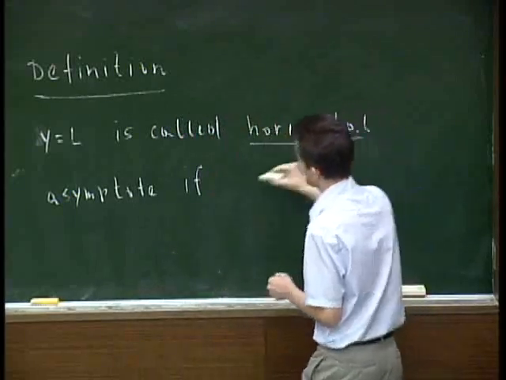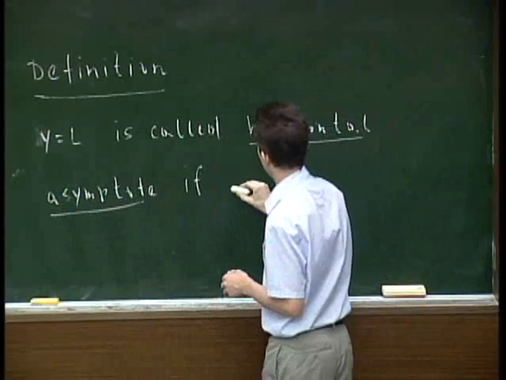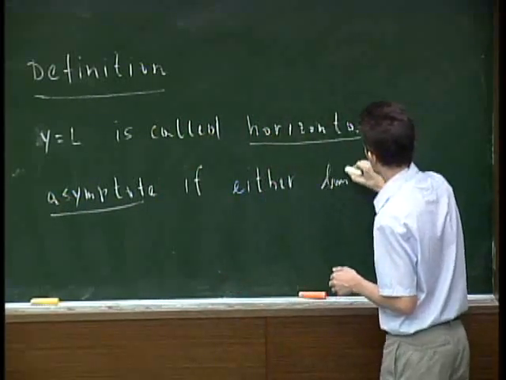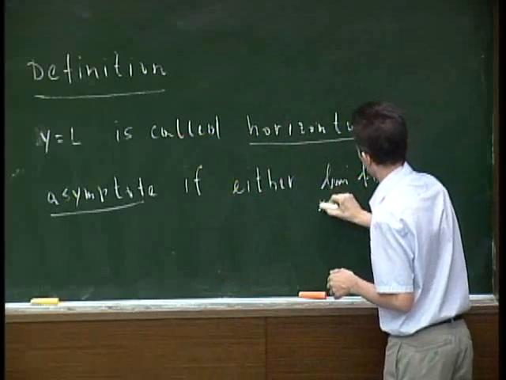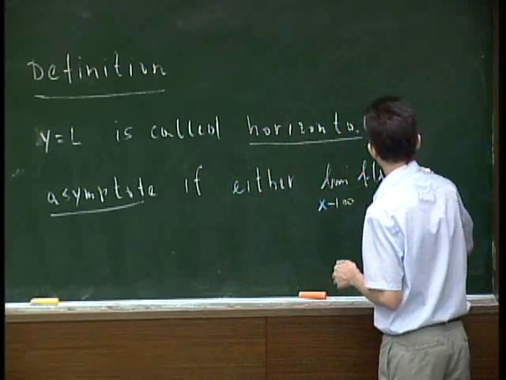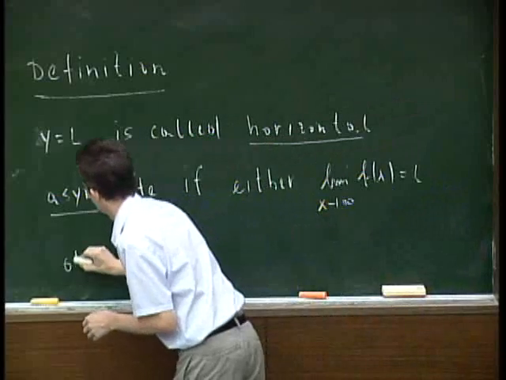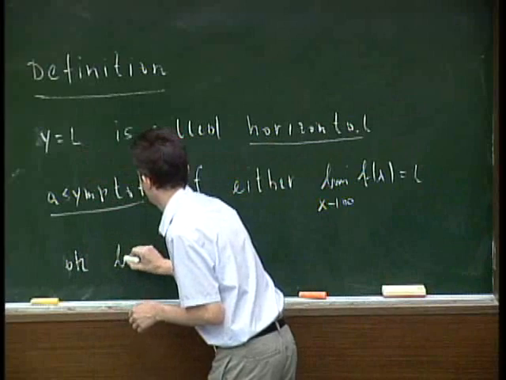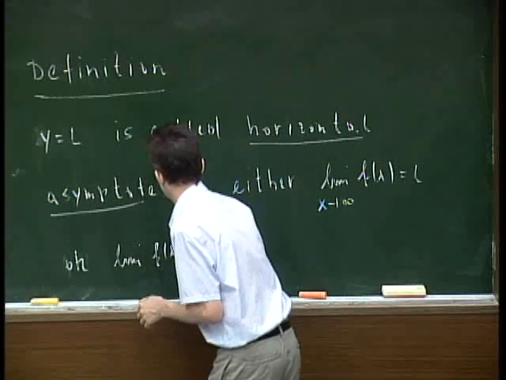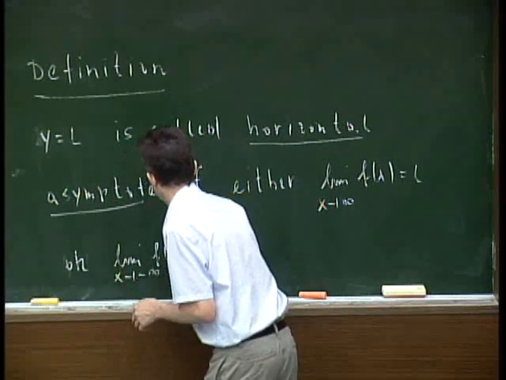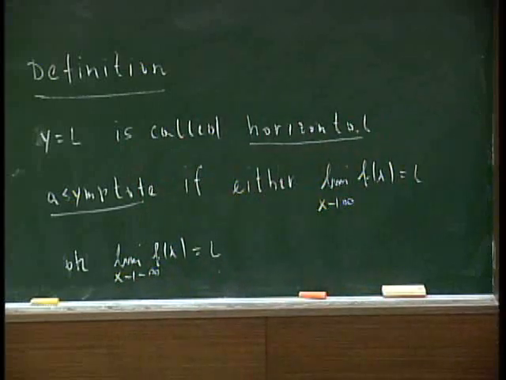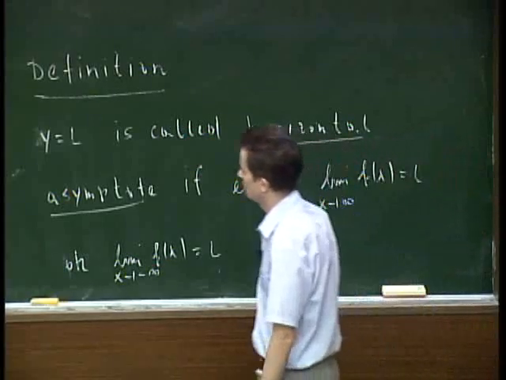So, this is terminology. If either the limit of f of x as x tends to infinity is equal to L, or the limit of f of x as x tends to minus infinity is equal to L. Okay, and they normally tell you quite a lot about the shape of a function. They are actually quite important.